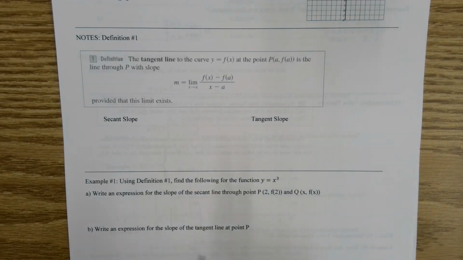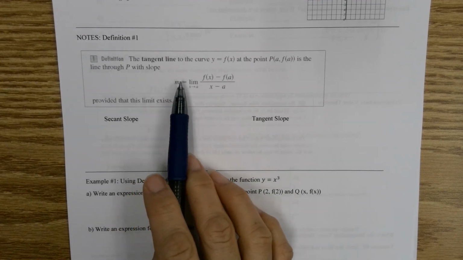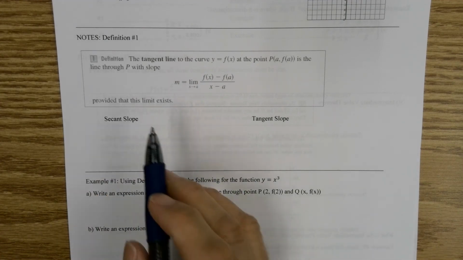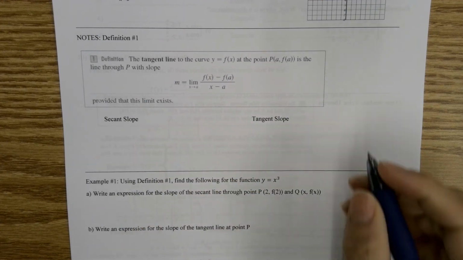What we're going to look at right now is definition number 1, which is the tangent line to the curve y equals f of x at the point P (a, f of a) is the line through P with this slope, provided that the limit exists. Okay, what are we talking about here?